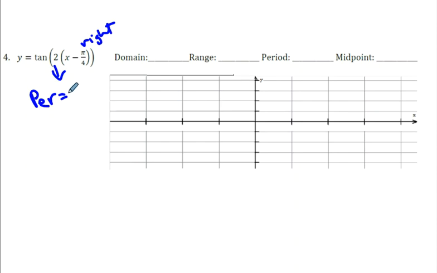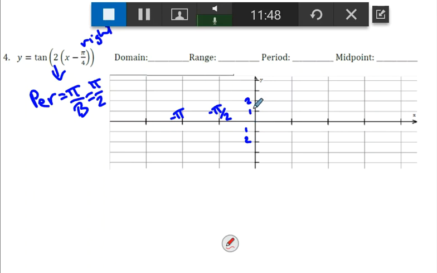So remember your formula is pi over b, and 2 is your b value. Pi over 2, very good. So pi over 2 is the whole length of your graph. If I label this negative pi over 2, and this is negative pi, 1, 2, okay. So I'm going to go right pi over 2, pi over 4. So I'm going to go right pi over 4, that puts me right here.